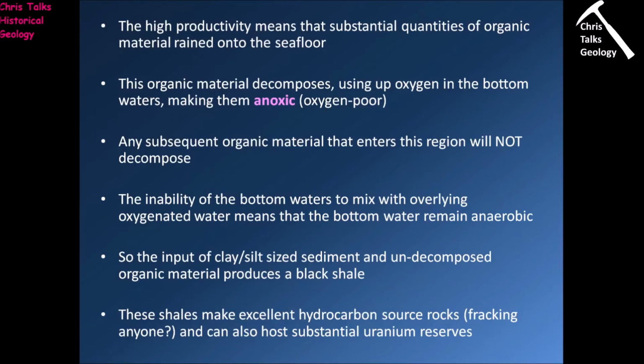So the high productivity, as I mentioned, means you get substantial quantities of organic material raining onto the seafloor. This organic material decomposes, decomposition uses up the oxygen in the water, and so we end up with anoxic bottom water. The bottom layer of water becomes very, very oxygen poor. Now, the other thing we need is that we can't have that anoxic water mixing with the oxygen-rich water above it. So they have to essentially stratify. They have to operate separately of one another.